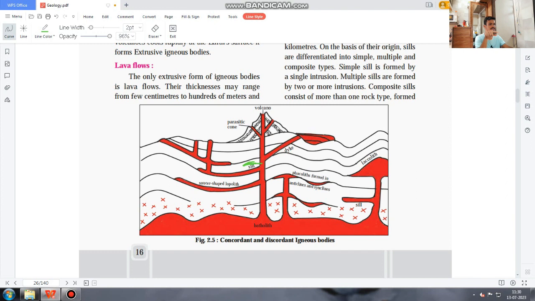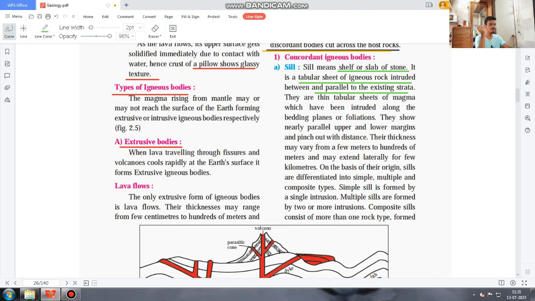You can see over here sill. Is it parallel? Yes, it is parallel to the host rock. See, the sill is parallel over here, parallel to this black line. Look at this black line and look at this sill. This sill is the red one. So they are parallel.